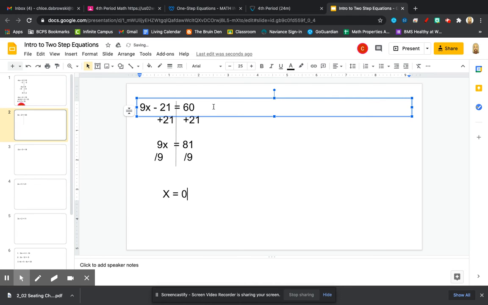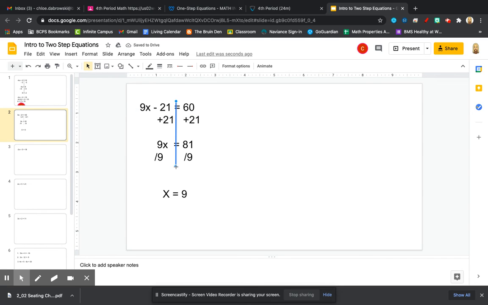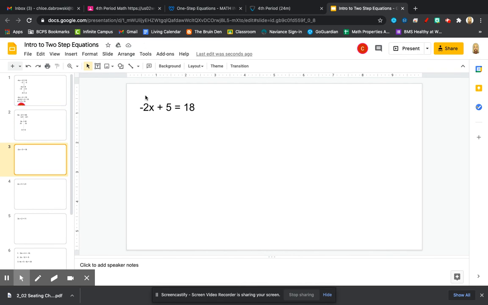X indeed equals 9. So we plug that back in. 9 times 9 is 81. 81 minus 21 does give us a value of 60. So let's try one more.